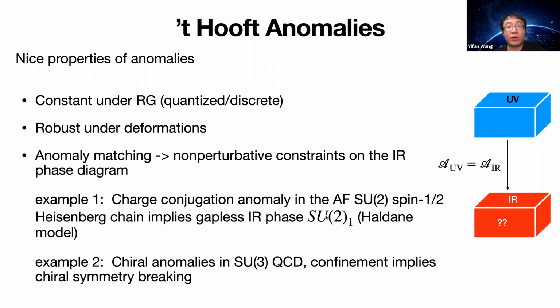And another example, in QCD, is that for SU(3) QCD with, say, NF quarks, the chiral SU(NF) symmetry has a chiral anomaly. And using this non-trivial anomaly, you can show that confinement in QCD will necessarily imply chiral symmetry breaking. Okay, so that's a simple exercise you can work out.